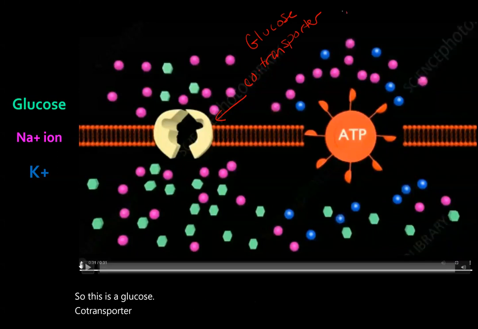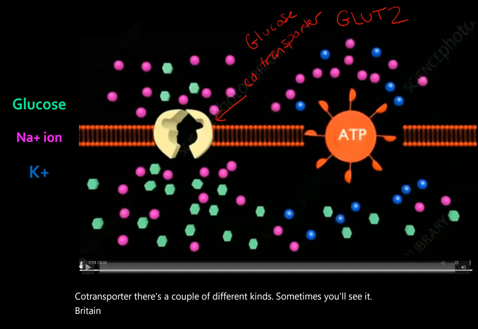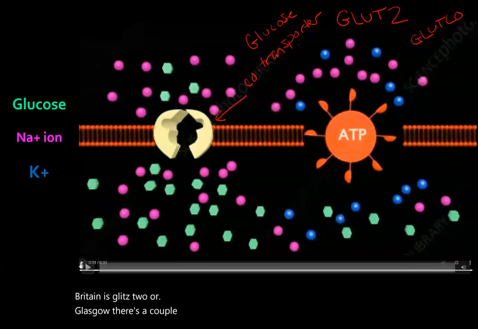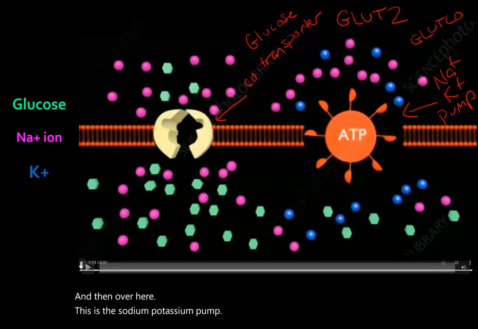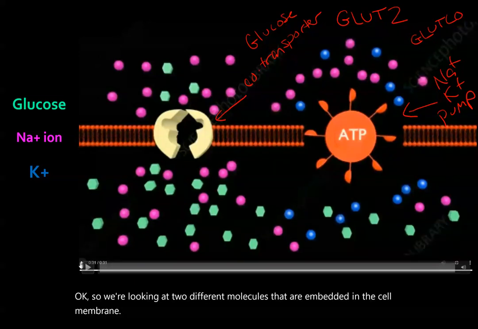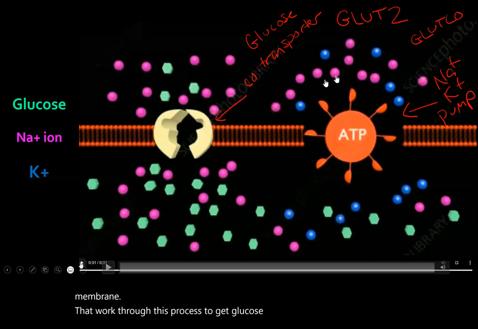There's a couple of different kinds. Sometimes you'll see it written as GLUT2 or GLUT-CO. There's a couple of different names for it. And then over here, this is the sodium potassium pump. Okay, so we're looking at two different molecules that are embedded in the cell membrane that work through this process to get glucose into the cell.